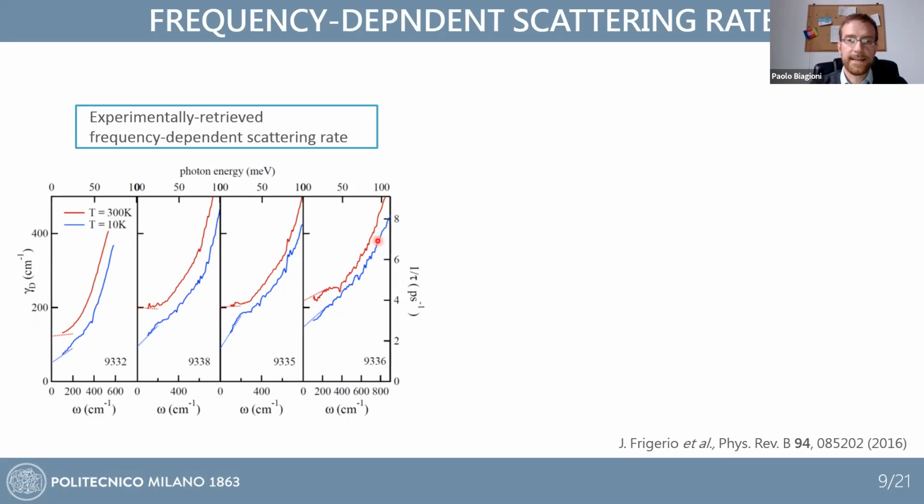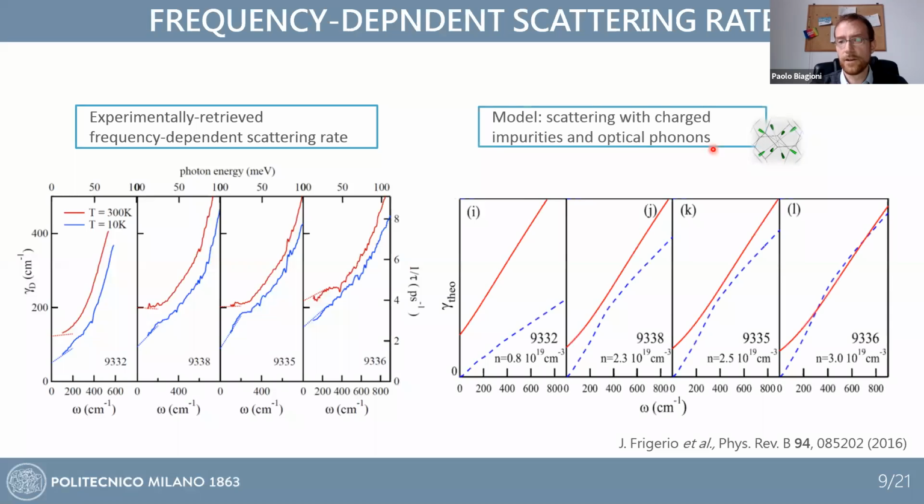And indeed, one can take a single electron perturbation model, considering the electrons in the conduction band, which lie in the L valley of the germanium material, and calculating from first order perturbation the scattering rate due to charged impurities, which means the ionized dopants, and the optical phonons. And one qualitatively, at least, retrieves the same behavior encountered experimentally.